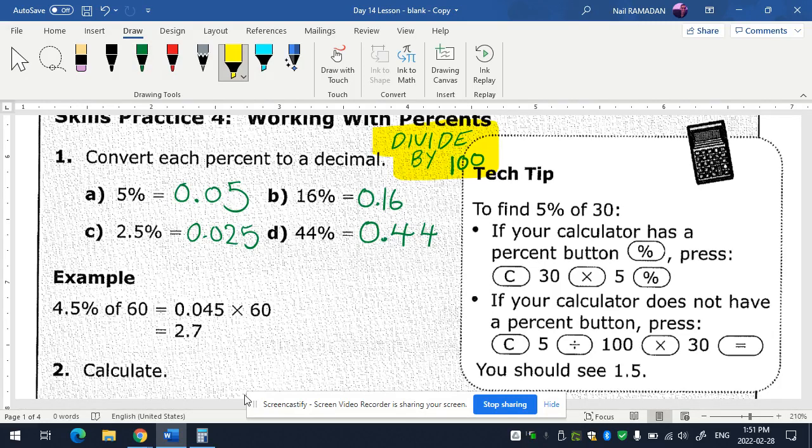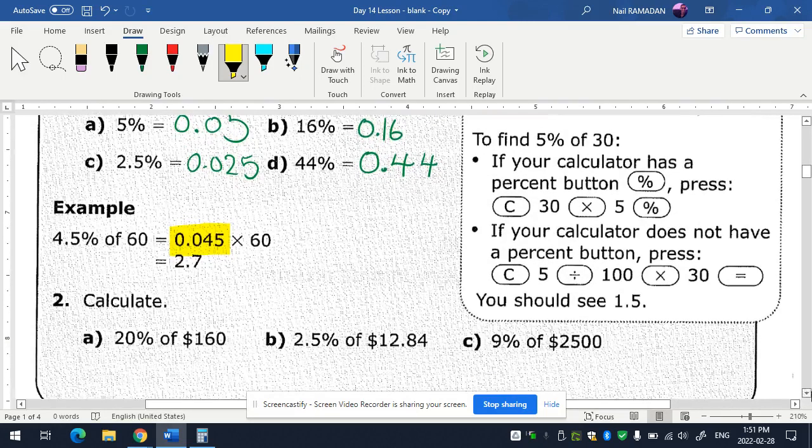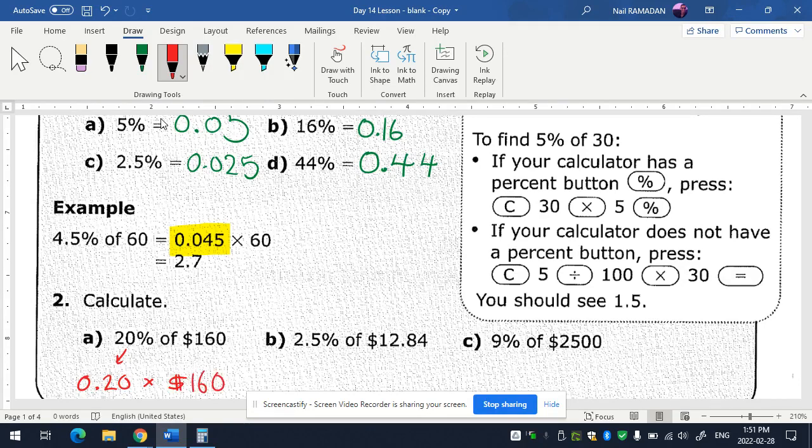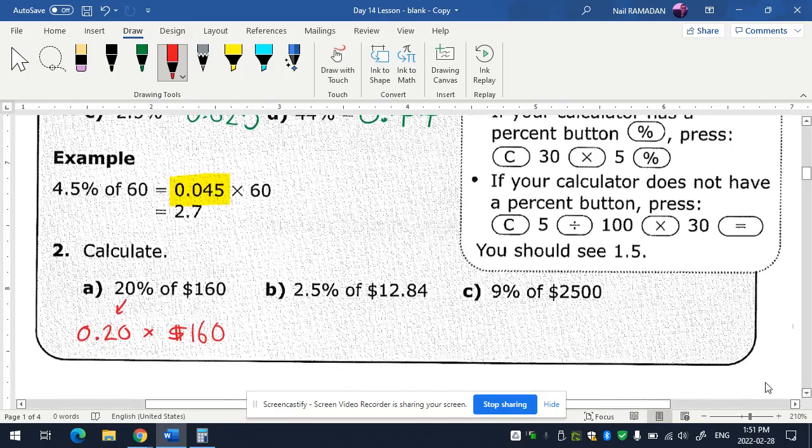And then a question could be, what is 4.5% of 60? You have to use the decimal version and then multiply to get 2.7. That's it. So what's 20% of $160? First of all, this 20% becomes 0.20 and then times $160. That's, yep, exactly $32. So equals $32.